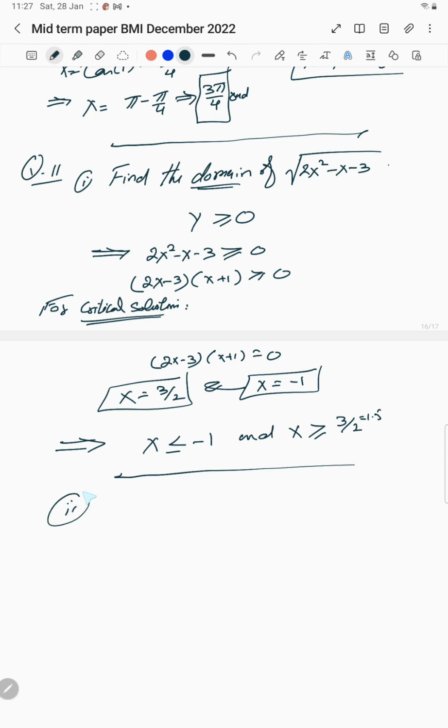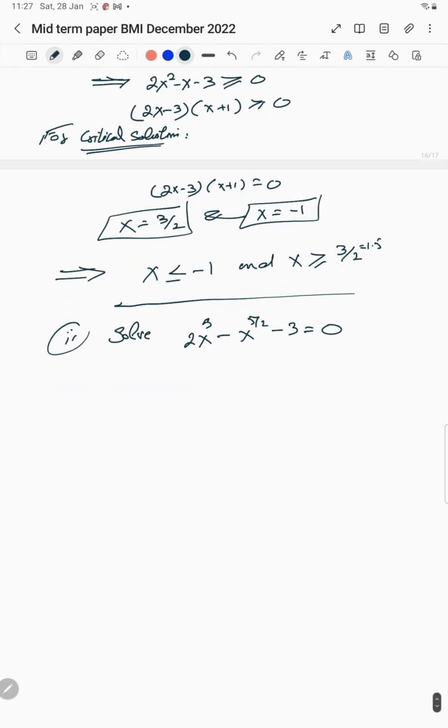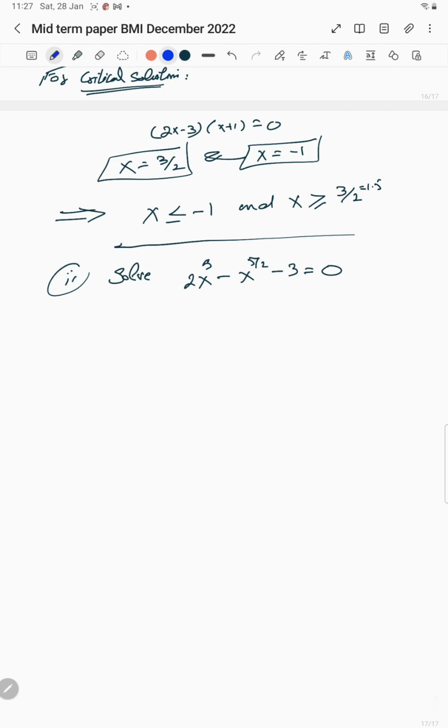The second part of the same question, 11, we have to solve. This is a 5 marks question. Solve 2x raised to power 5 minus x raised to power 5 by 2 minus 3 equal to 0. So it's a simple question, and most of the students did it very comfortably. Let's make a quadratic one by substituting another variable, x power 5 by 2 equal to y. So y square will be x power 5. So we get 2y square minus y minus 3 equal to 0.